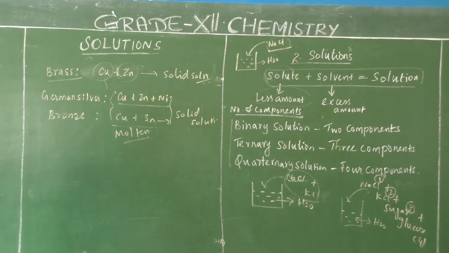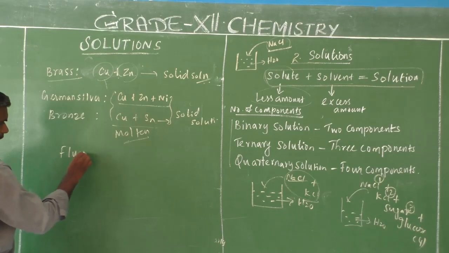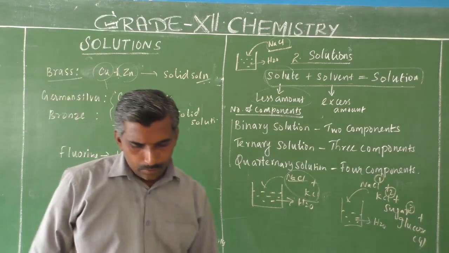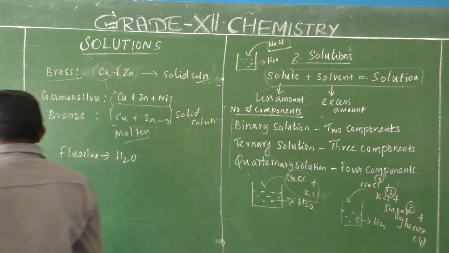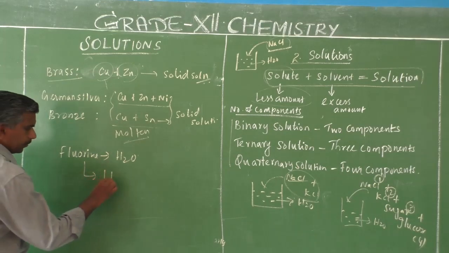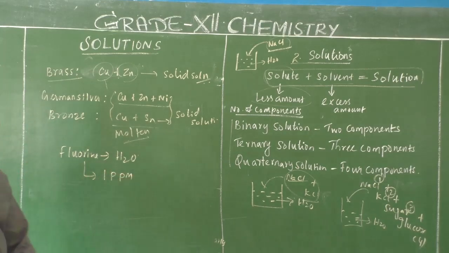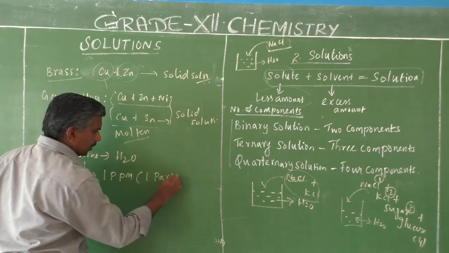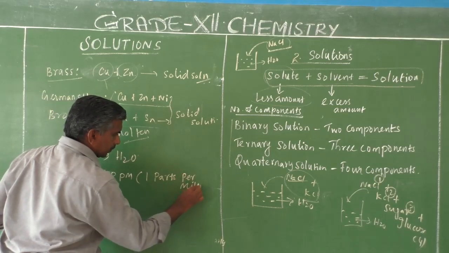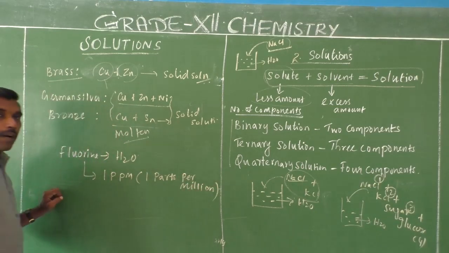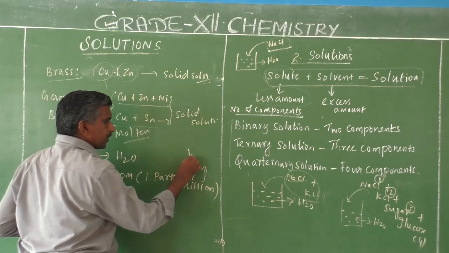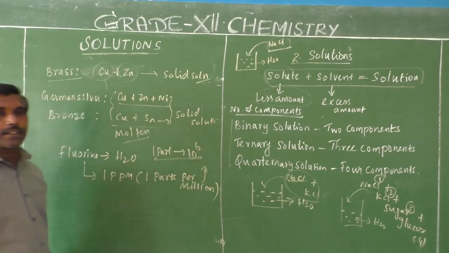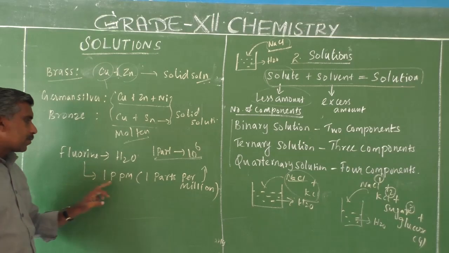Now fluoride. Fluoride is present in water at 1 ppm. What is the meaning of ppm? 1 part per million. Million means 10 power 6. So 1 part of fluorine is present in 10 power 6 parts of water.